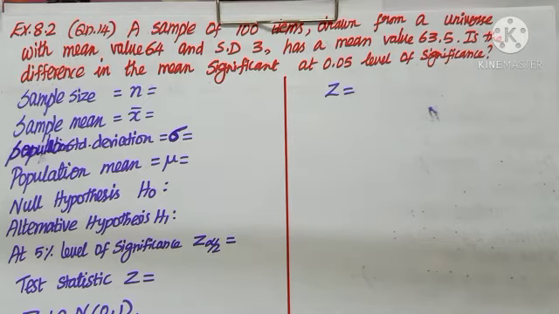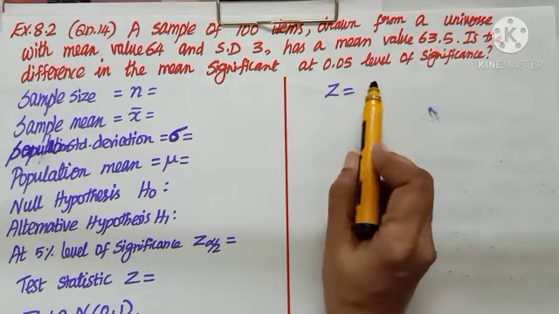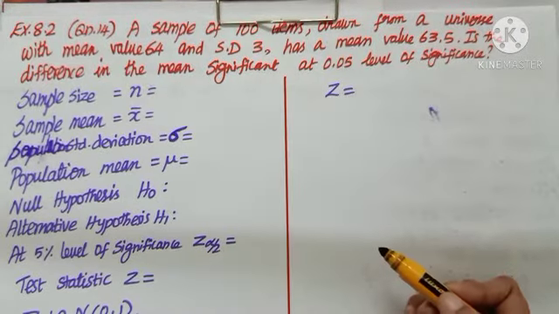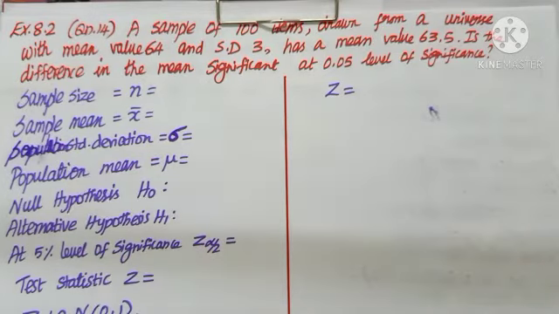Exercise 8.2, question number 14. A sample of 100 items drawn from a universe with mean value 64 and standard deviation 3 has a mean value 63.5. Is the difference in the mean significant at 0.05 level of significance? As we read the problem, let us try to understand all these values.